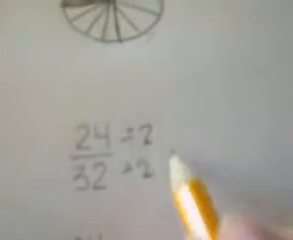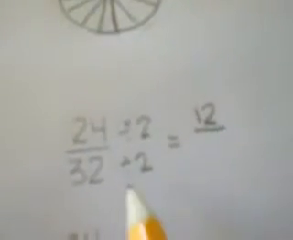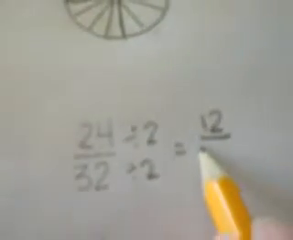Alright, one more problem before I have you try some on your own. We have 24 over 32. Now this is another problem that you can divide multiple ways. I'm going to start by dividing by 2 again because they're both even. 24 divided by 2 is 12. 32 divided by 2 is 16.